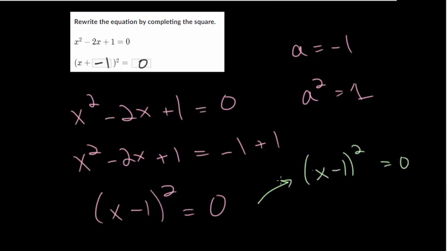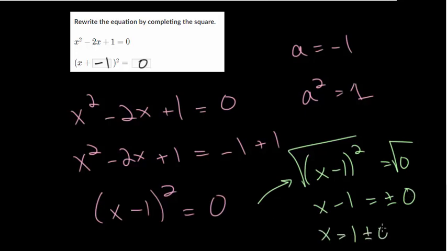But if we square root everything, then square and square root cancel. You just get x minus 1. And then you get plus or minus the square root of 0, which is 0. So we'll add 1 to the other side. And 1 plus or minus 0, well, 1 plus 0 is 1. And 1 minus 0 is also 1. So you get the same value for your solution. So this is a repeated solution.